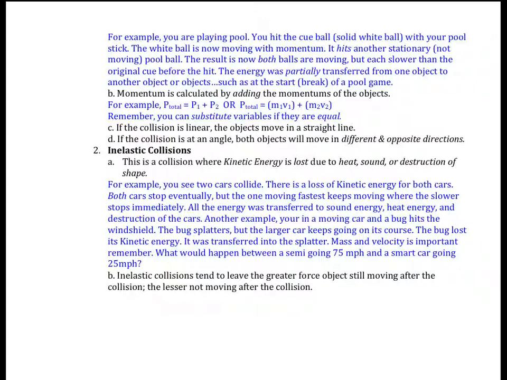All right. Momentum is calculated by adding the momentum of the two objects together. As long as it's an elastic collision, all you have to do is add the momentum of the first object and the momentum of the second object to get the total. If the collision is linear, the objects are always going to move in a straight line. If the collision is at an angle, then both objects will go off in different directions.